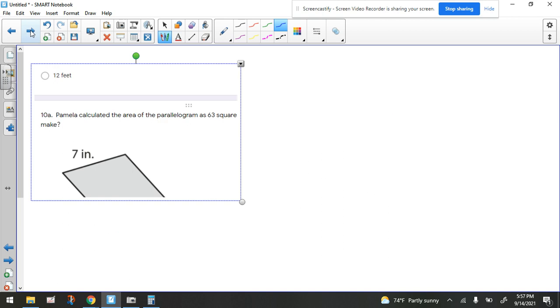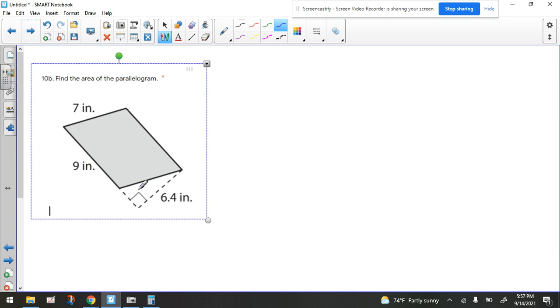Let's take a look at the next question. This one says, find the area of the parallelogram. And there's actually a part A to this because they mentioned that somebody makes a mistake and they get an area that's different than what it should be. So I want to remind you all that the base and the height must be perpendicular to each other.